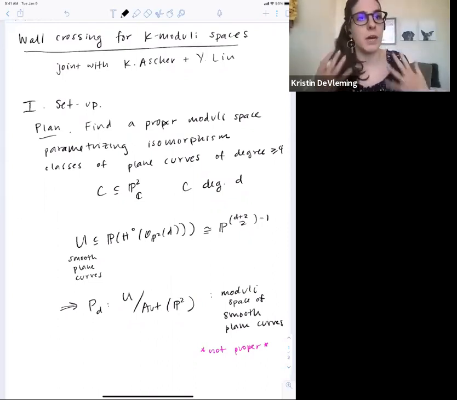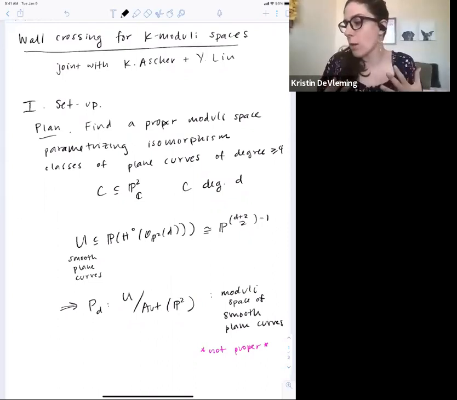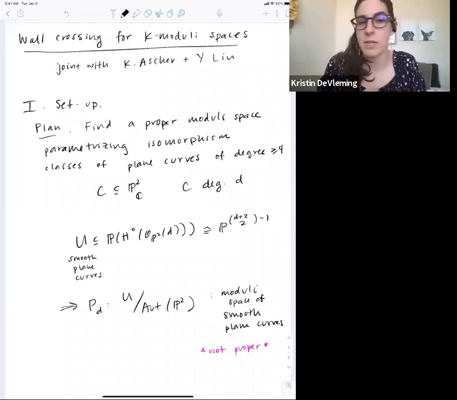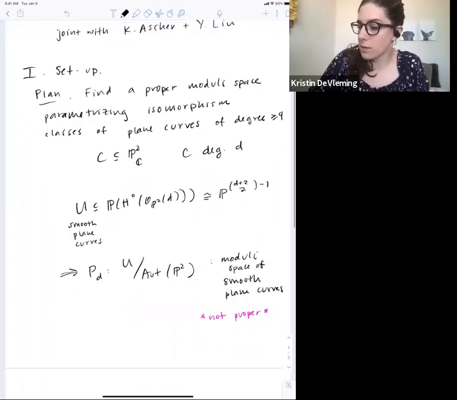If you think of proper meaning compact, this space is not proper, so it is not including all of the limits of families of plane curves. So if I have a family of curves, what can it degenerate to? And that's really my perspective, but there may be many reasons you would want to consider this. So that's the question that we'll try to tackle.